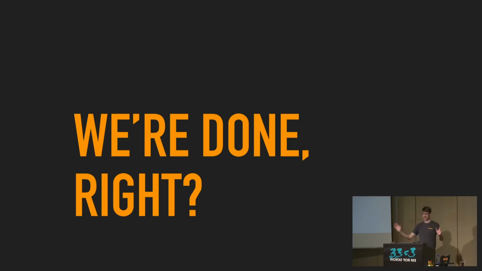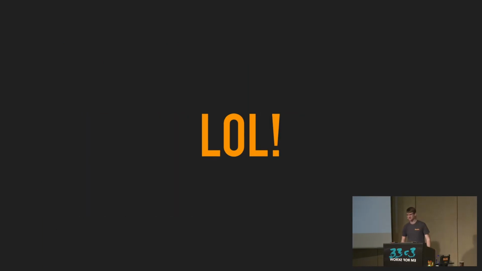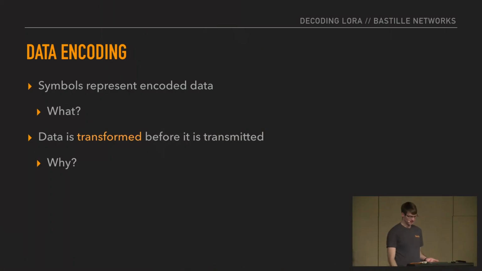to go. And that's it, right? Not even close. We're just getting started, people. Why is that? Because the data here is encoded. What is encoding? Basically, encoding is a transformation that is applied to the data before it's transmitted. Why would you do something like that? Because encoding increases over-the-air resiliency.